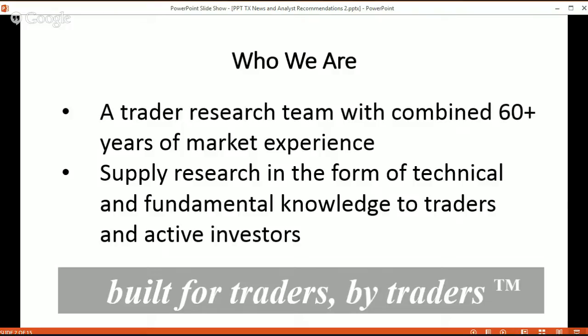And briefly, who are we? We're a research team of analysts, technologists, traders. And what do we do? We supply research in the form of technical and fundamental knowledge to traders and active investors.